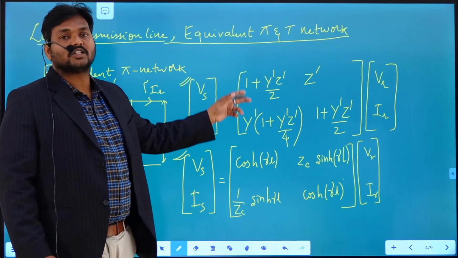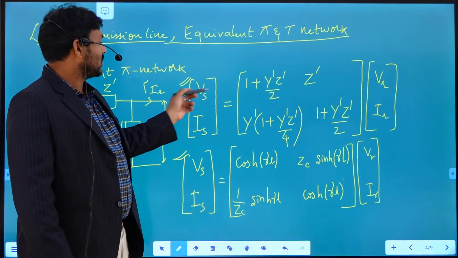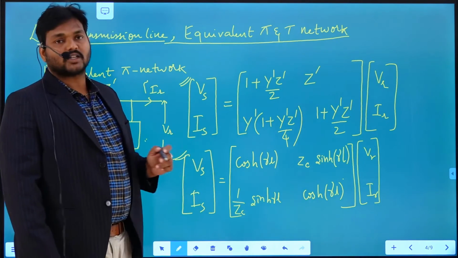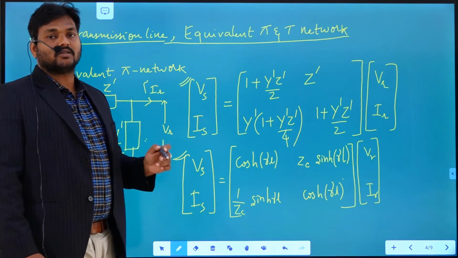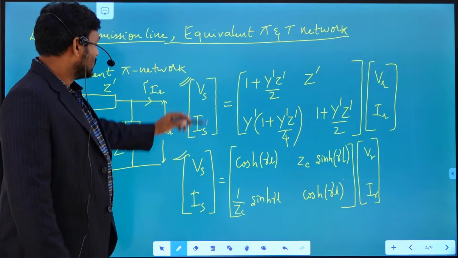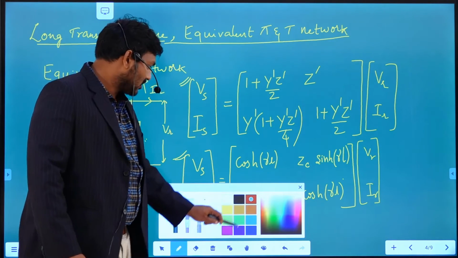If you have any doubts in this, please refer to my previous lecture. I have derived in detail what the ABCD parameters of a medium transmission line and a long transmission line are. So in order to derive the equivalent pi network from the exact long transmission network, all the parameters A, B, C and D must be equal.